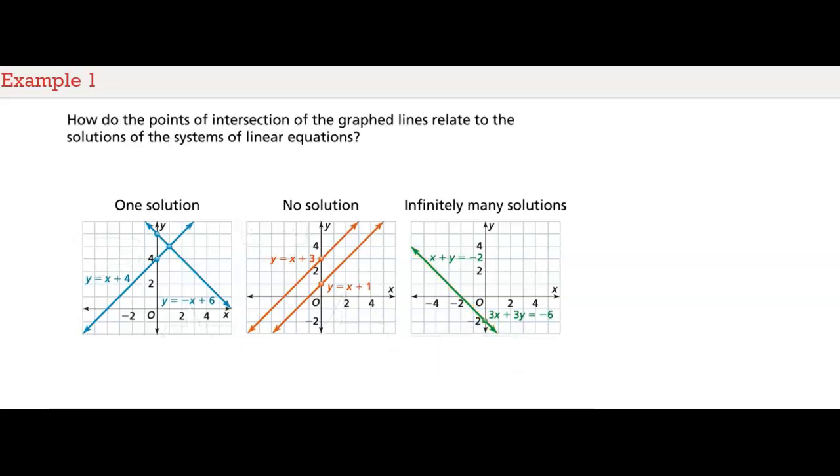How do the points of intersection of the graphed lines relate to the solutions of the systems of linear equations? The coordinates of the point or points of intersection (x, y) are the solutions to the system of linear equations. The first graph has one solution, the second graph has no solutions, and the third graph has an infinite number of solutions.